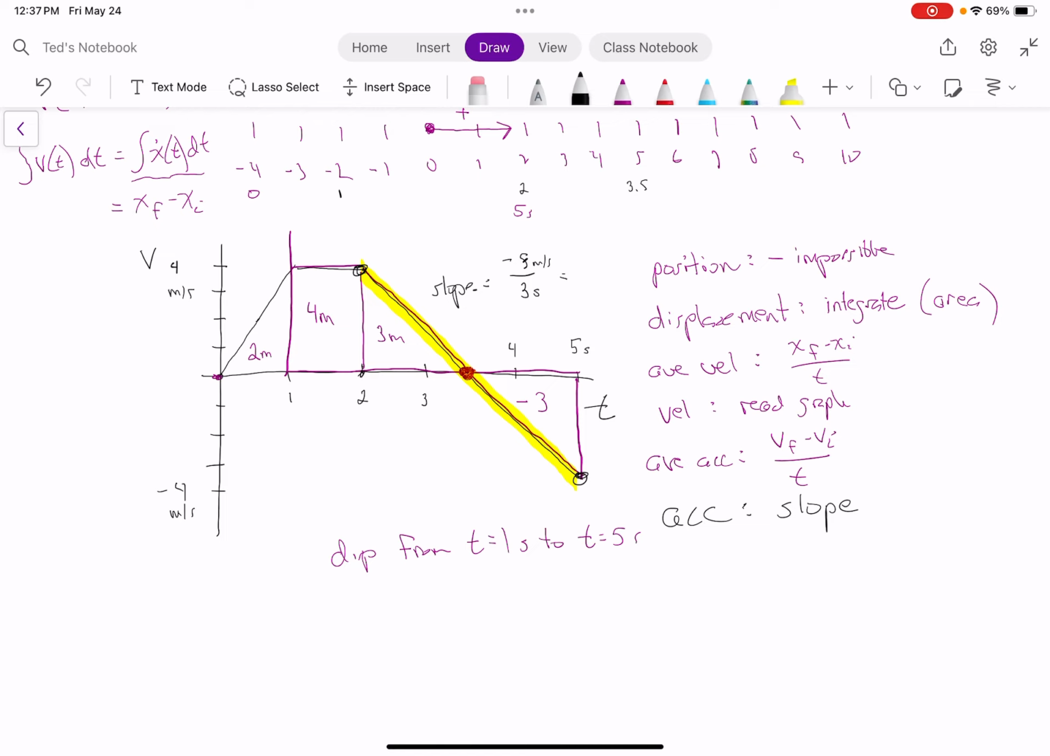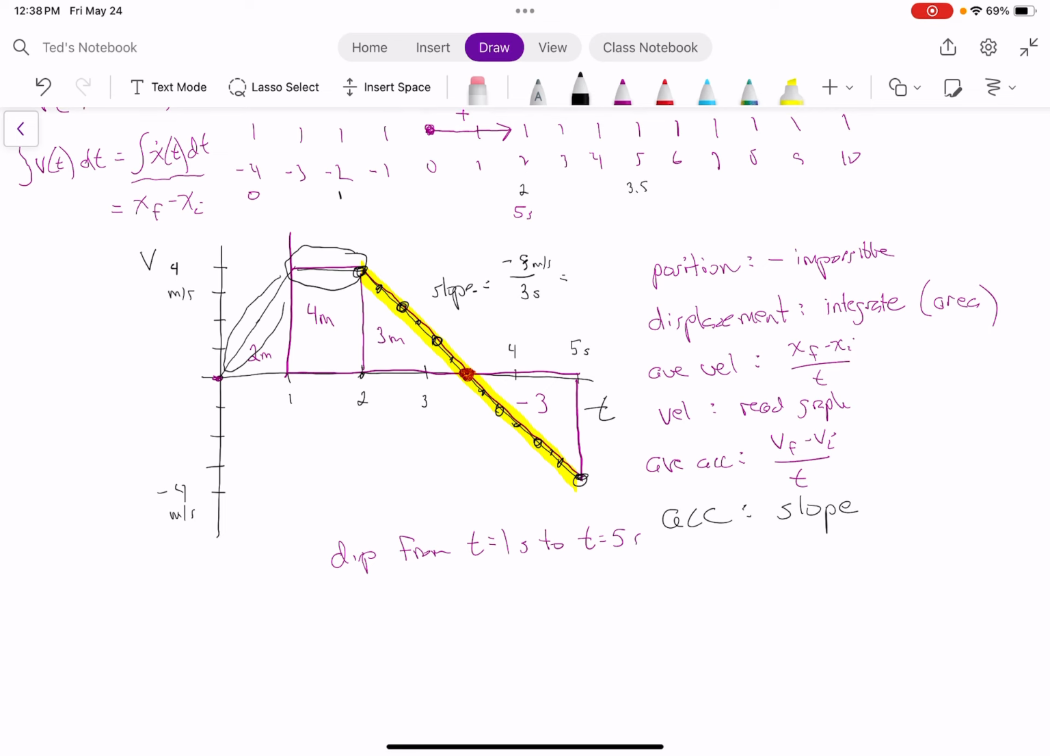By the way, I'd have the same acceleration here, and here, and here. Everywhere that has the same slope has the same acceleration. So this whole line has an acceleration of -8/3. This whole line has an acceleration of 0, and this whole line has an acceleration of +4 meters per second squared.